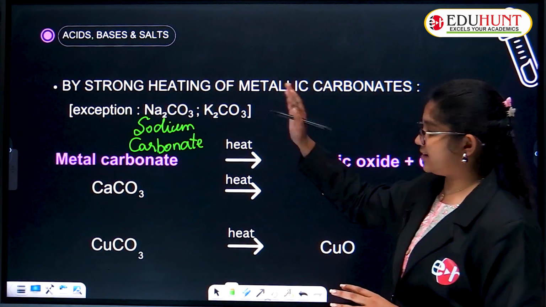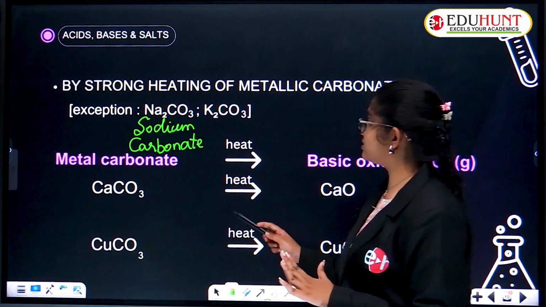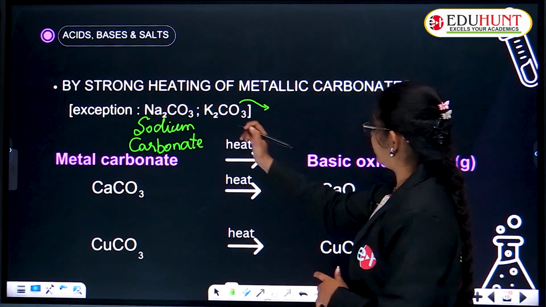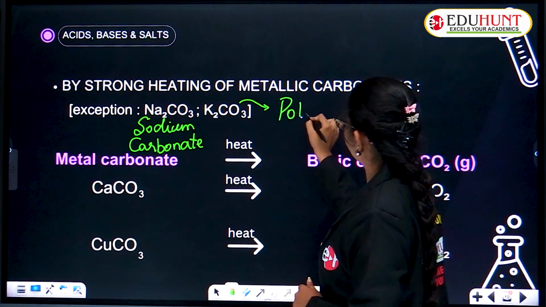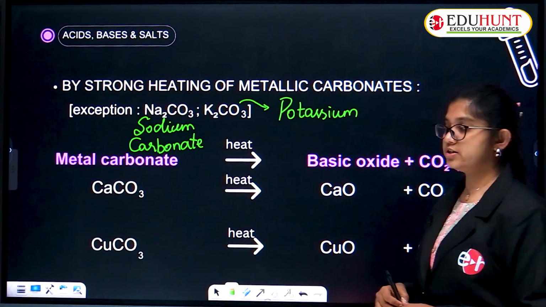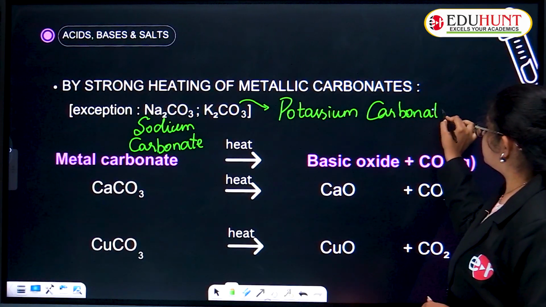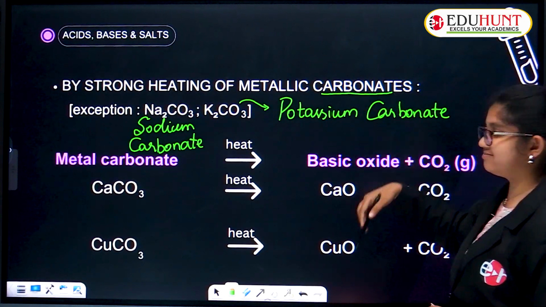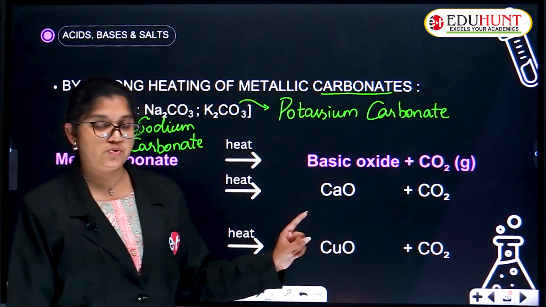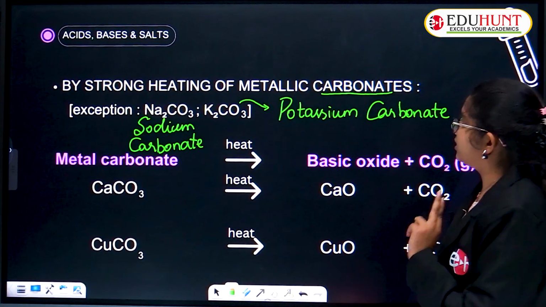Now, try for the second one. K2CO3. Come on, do it. K2 is potassium. Very good. See, by number of practices, you will get potassium. CO3, carbonate. Very good. Simple. Okay. Children, see here we have 2 exceptions. First one is sodium carbonate and the other one is potassium carbonate.